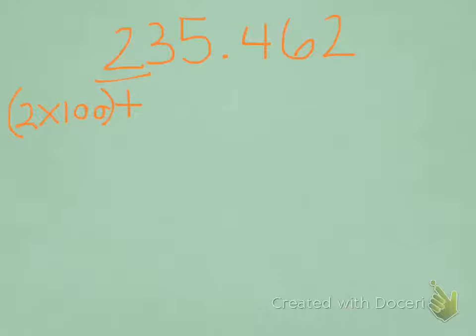The next number, 3, represents 30. I'm going to put my parentheses in, and create my multiplication problem here to equal 30. So 3 times 10. And our last number before the decimal is our 5, and the 5 is in the ones place, so for my multiplication problem I just have to put 5 times 1.